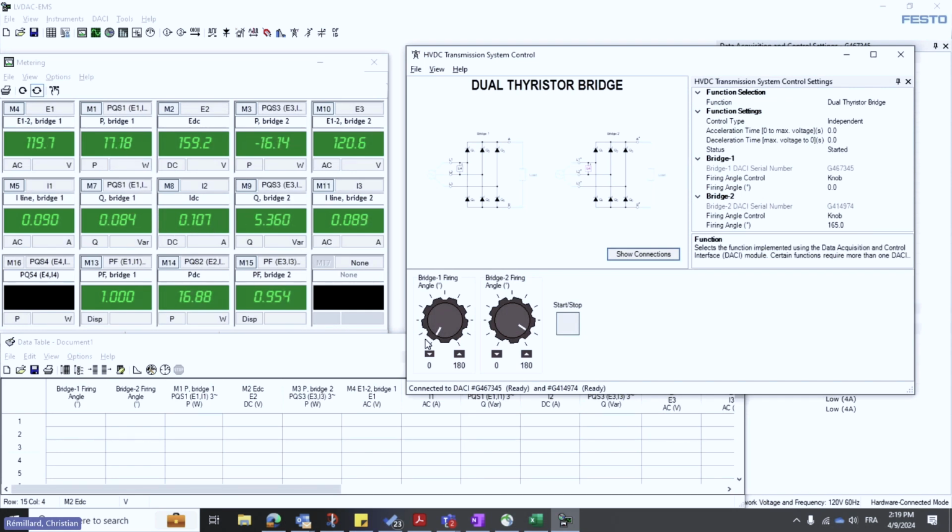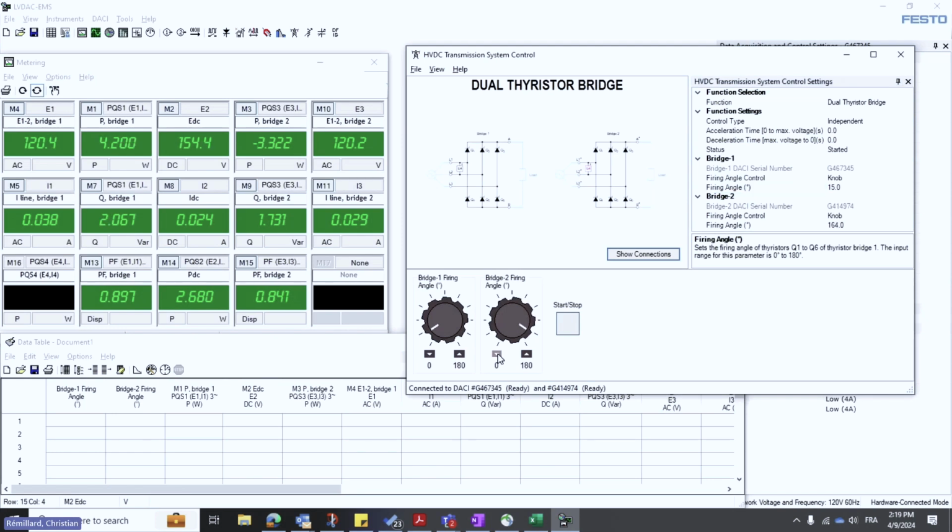So the next part of the exercise asks us to bring back this firing angle on bridge 1 to 15 degrees, which is a typical value used in the power industry to give us some leeway above and below this firing angle to control fluctuations on the voltage on the AC network. So now we have a voltage of 154 volts, and now we will start decreasing the firing angle on bridge 2 to allow some current flowing.